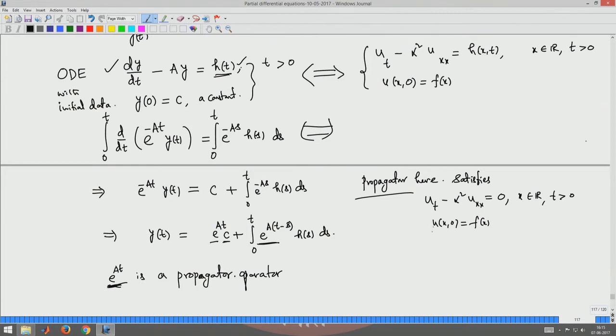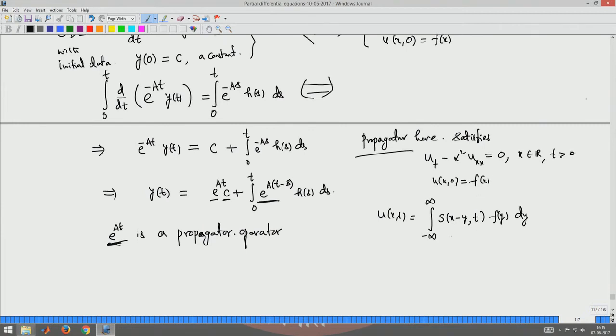So, the propagator is this one, the homogeneous solution acting on the initial data. What happens here? I know the solution u(x,t) for this initial value problem, which we know, is the integral from minus infinity to infinity of S(x minus y, t) f(y) dy. So, this is my homogeneous solution with this initial data. So, this should be my propagator. Okay. So, this is the operator, the operator acting on the initial data.